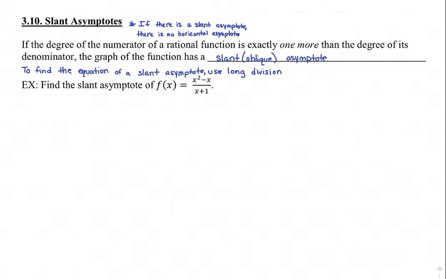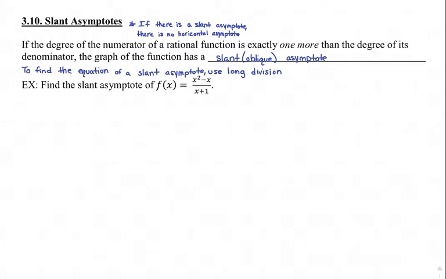Now if you recall horizontal asymptotes, there are three cases. One if they were equal, one if the top was bigger, and then one if the bottom was bigger. So if the top was bigger, we would say that there is no horizontal asymptote. So here, because a slant asymptote has to do with the top being bigger, there will be no horizontal asymptotes.